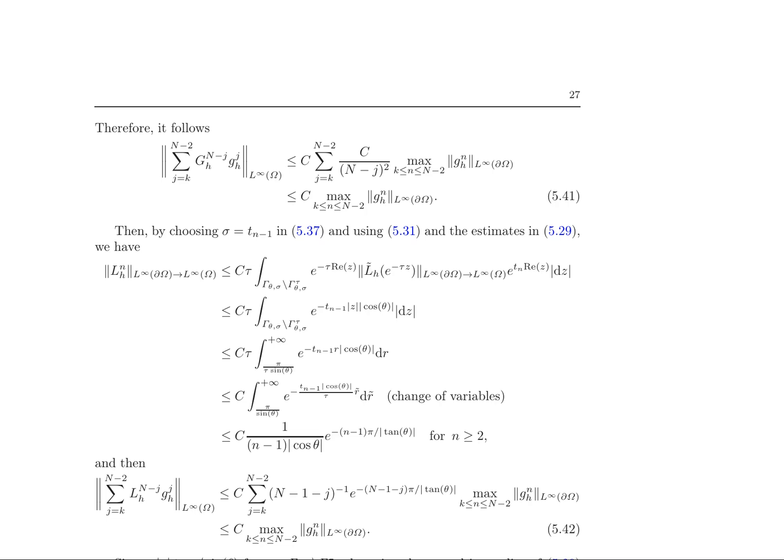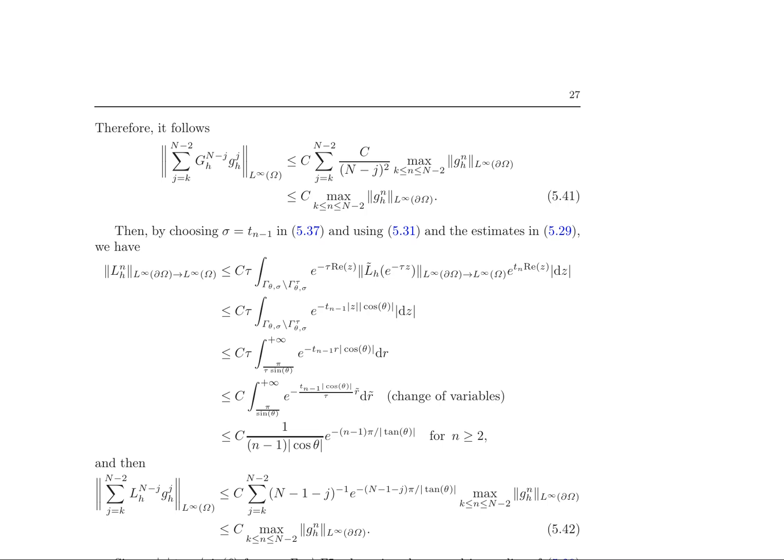This bound is expressed as an integral over the contour gamma_theta, sigma, which is then estimated using the properties of the contour and the exponential function. The resulting estimate, equation 5.42, provides a bound for the L infinity, omega, norm of the solution in terms of the L infinity, omega, norms of the solution at previous time steps and the L infinity, partial differential omega, norm of the solution on the boundary. This bound is used to establish a recursive estimate for the L infinity, omega, norm of the solution.